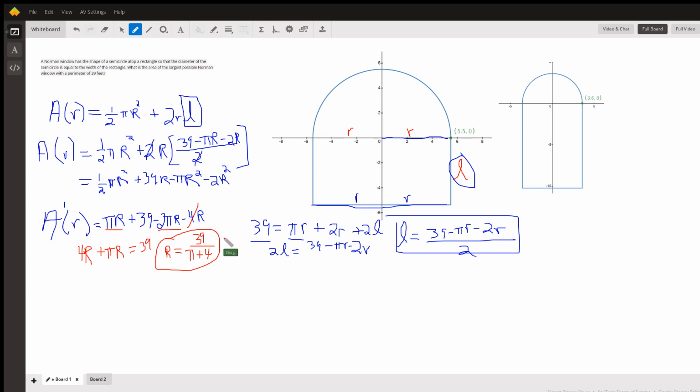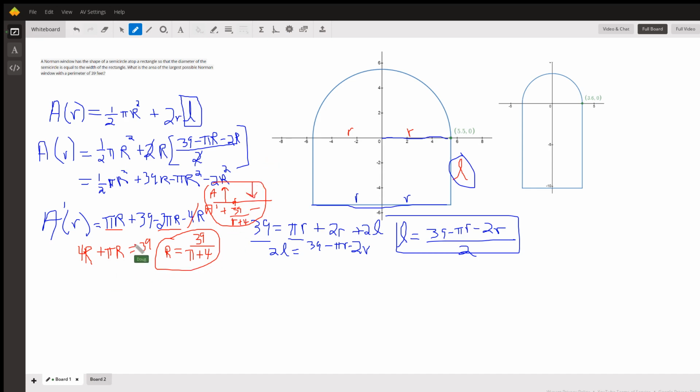We could use the second derivative test, or use the first derivative test and put 39 over pi plus 4 on a number line, and the value of A prime would tell us whether A is increasing or decreasing in each subinterval. My guess is that it goes from increasing to decreasing, because to the left of this value, A prime is positive, to the right it's negative, and this generates, therefore, a relative maximum.